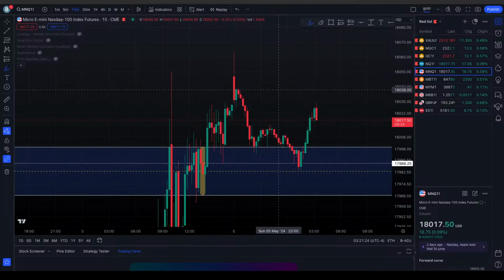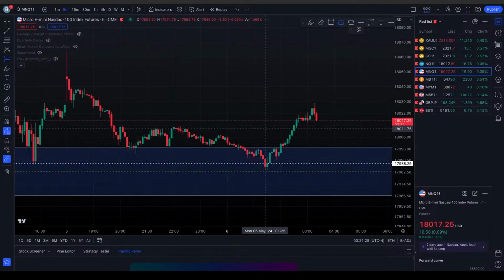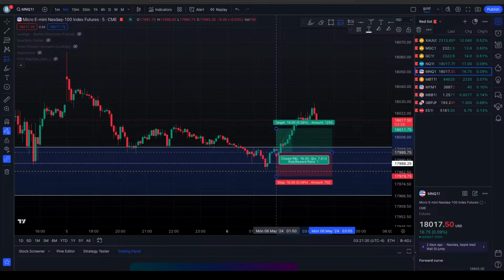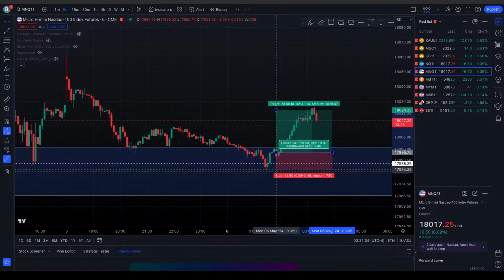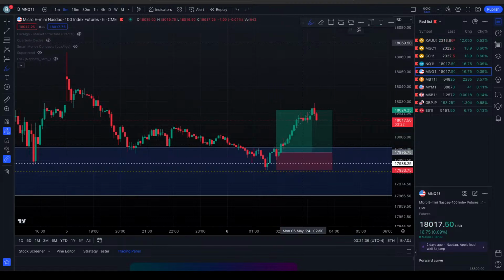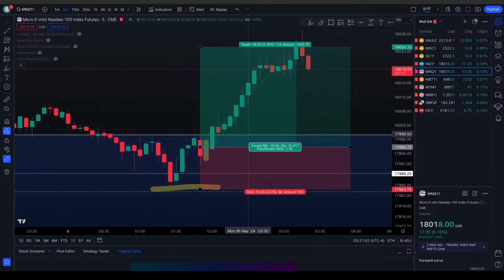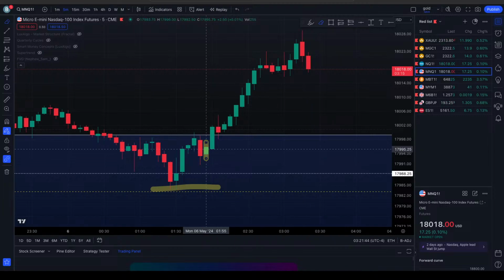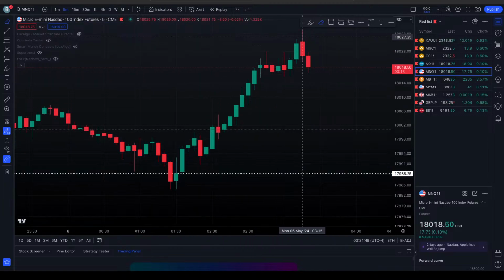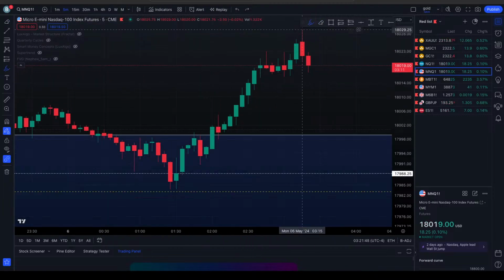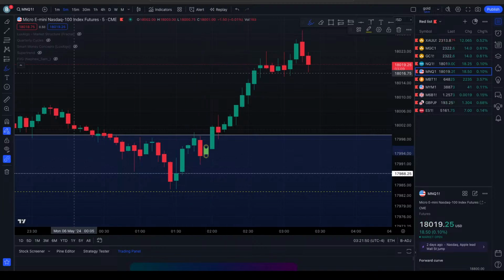So I took a buy right here at this green candle, and my stop loss was at the bottom of here. As you can see, where I messed that one up. Where I took the buy was right here on this one.